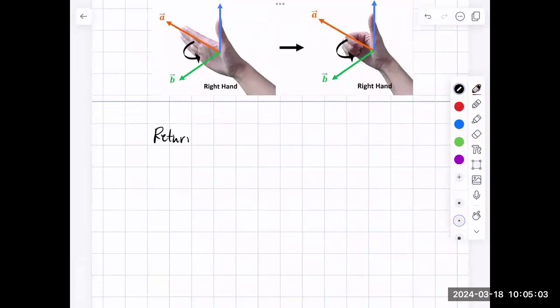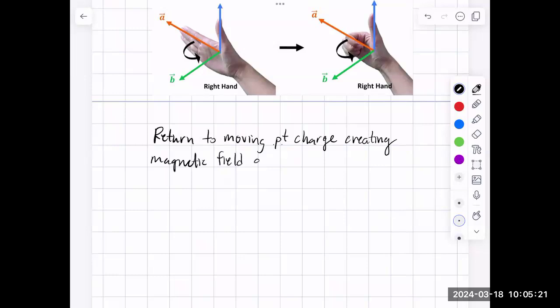Okay, so we return to the moving point charge creating the magnetic field at point P. I mean, it's creating magnetic fields all around itself, but we're going to focus in on what the field at P is. Okay, so we'll just draw that picture again. Here's my horizontal dashed line. We'll assume that our point charge is traveling along that line. Here's Q, we'll make it a positive point charge. Here's our velocity V.